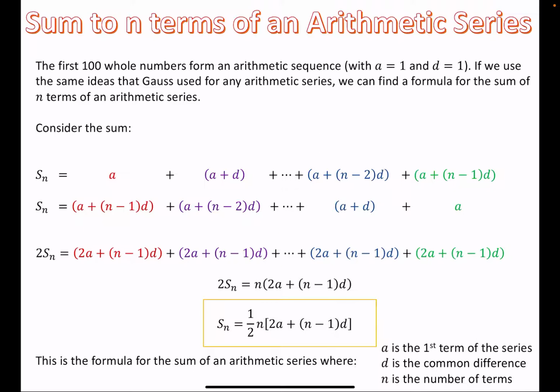As I say, this formula is given in your formula sheet. The one that we did previously, for finding an individual term, is not, but this formula is in your formula sheet, so you don't have to memorize it, and you don't have to know this proof, but it's just quite a nice one.